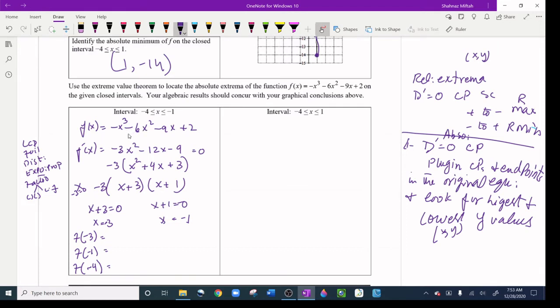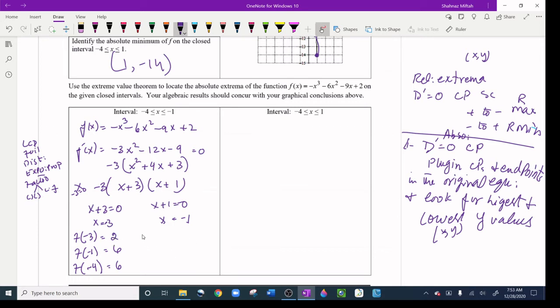If I plug in -3 here, using a calculator, it's going to give me 2. When I plug in -1, it's going to give me 6. When I plug in -4, it's also going to give me 6. So which one is my absolute max and absolute min?